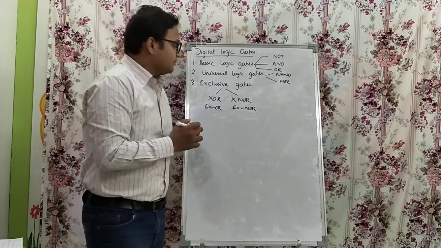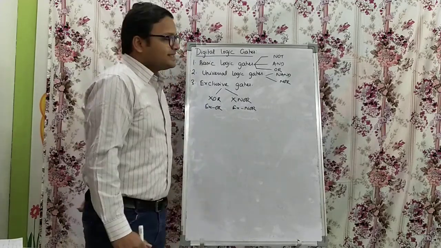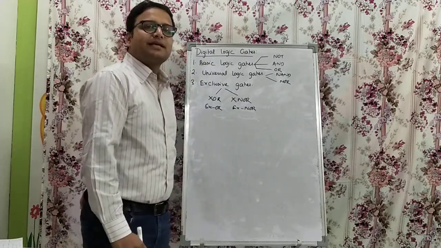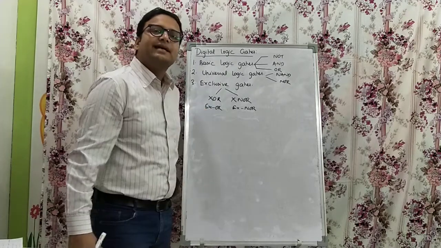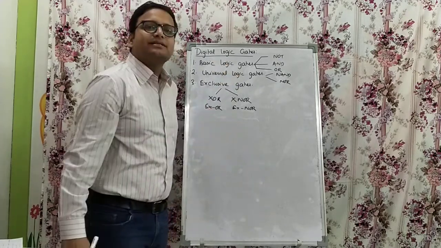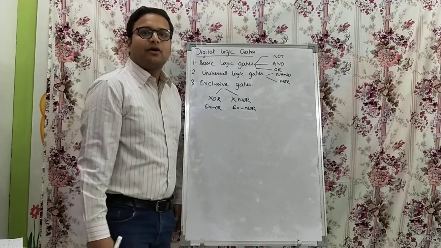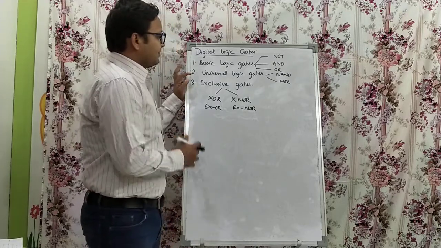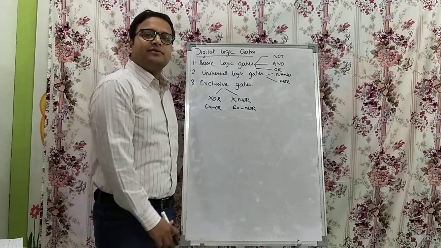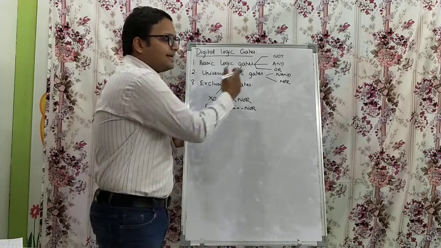First we will go to the basic logic gates. Basic logic gates are nothing else: any digital circuit can be designed with the help of basic logic gates using NOT, AND and OR. Then universal logic gates. Universal logic gates are nothing else, NAND and NOR.